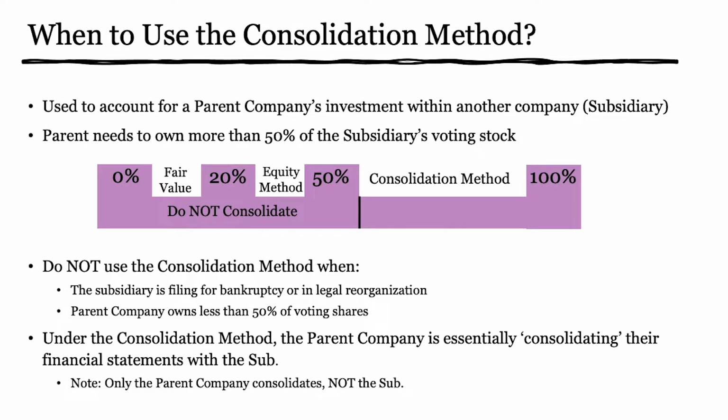What exactly is this consolidation method? Well, it's used to account for a parent company's investment within another company, i.e. the subsidiary. Now, when exactly to use this method? Well, the parent company needs to own more than 50% of the subsidiary's voting stock.